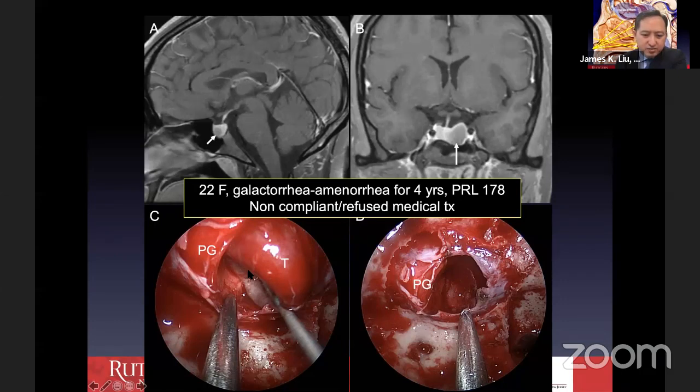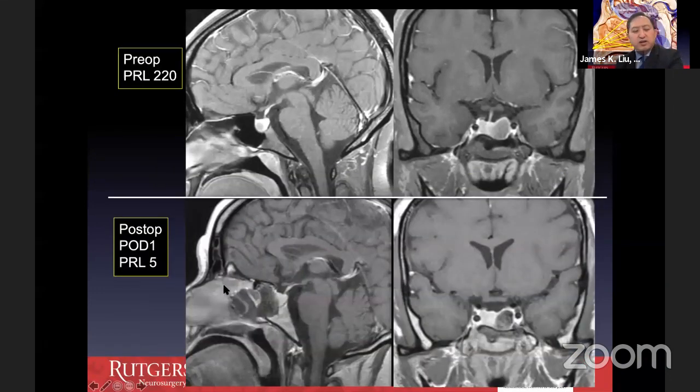So here's the tumor, and we were able to separate it from the normal gland, and the normal gland here has been preserved. And you can see the prolactin level post-op day one is 5. What we typically look for is a post-op day one prolactin level of less than 10. And if it is less than 10, you have a very high chance, greater than 95%, that you have achieved long-term biochemical remission. And again, this paper was also published out from USC by Dr. Weiss back in the early 2000s.